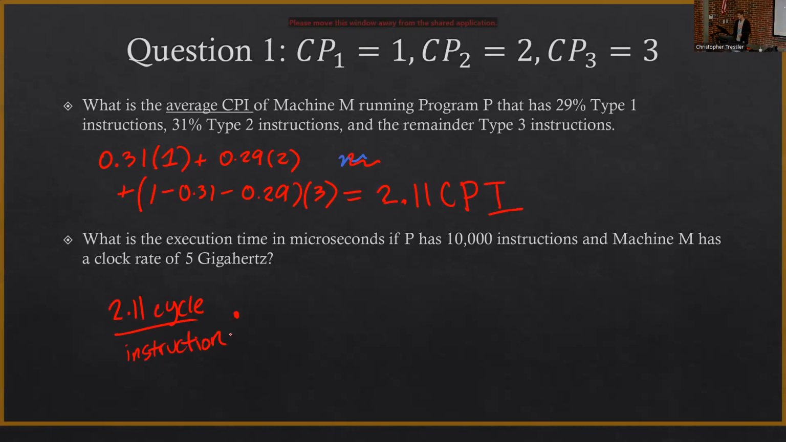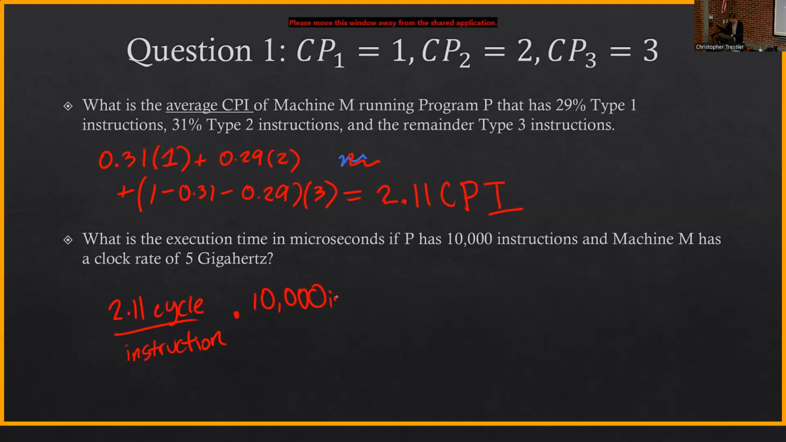And then after that, we're going to see that we have 10,000 instructions. So hopefully you start noticing that units start canceling, right? Instructions cancel. And then what do we do with this clock rate? Do we divide or do we multiply? We got to do one of the two.